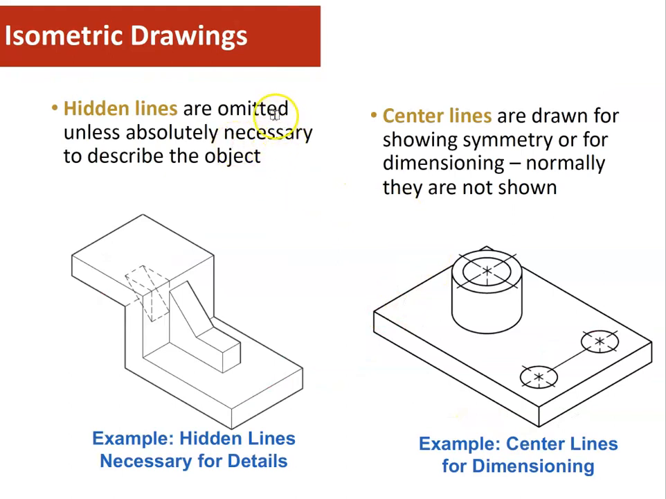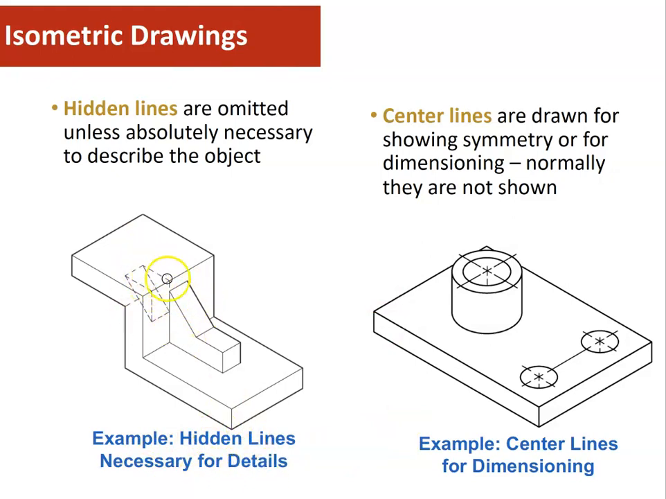So in isometric drawings, hidden lines are usually omitted unless it is absolutely necessary to describe the object, meaning to say the feature that is portrayed by the hidden line is very necessary to execute the function. So sometimes you don't need it, sometimes you do need it. For example, the hidden line is necessary for details.